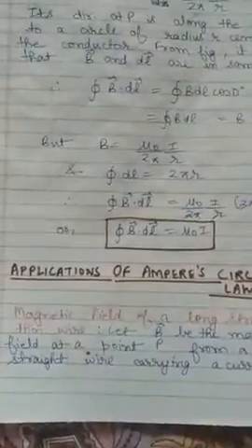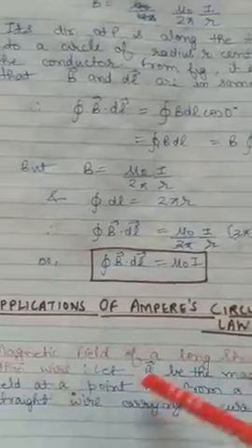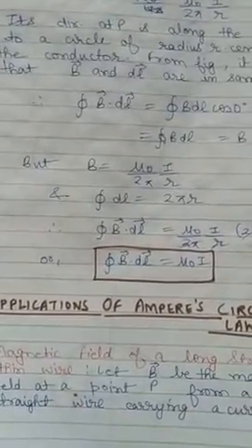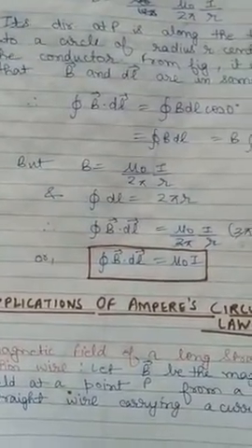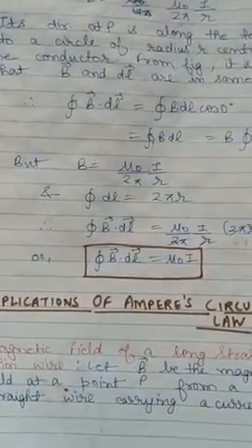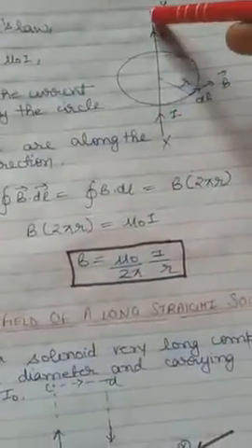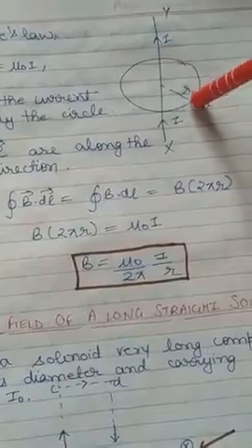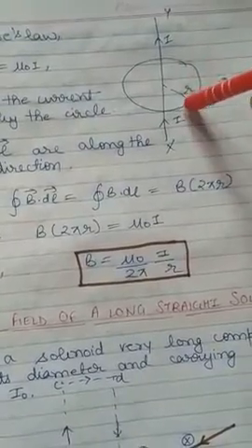So first we'll find out the magnetic field of a long straight thin wire. For that the figure will be the same. XY will be the conductor we'll choose. The current threading through it is I. At this point, we'll find out the value of the magnetic field.